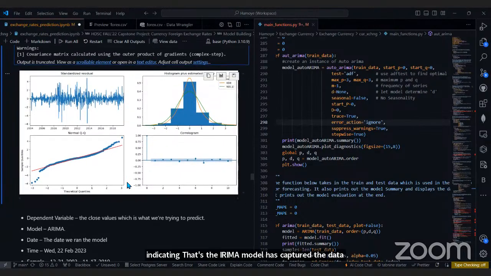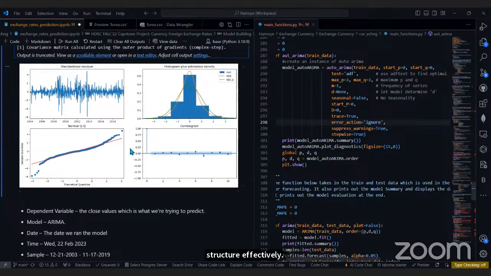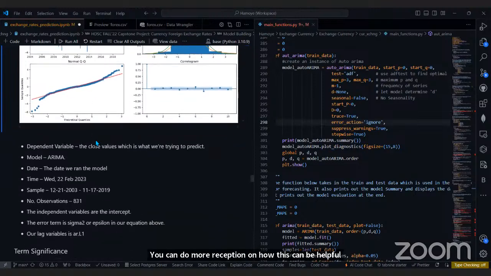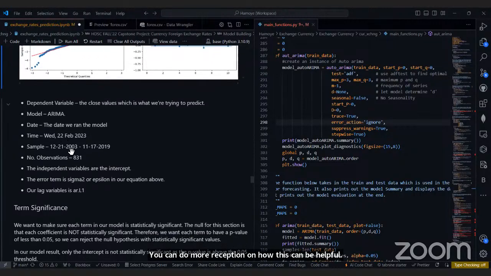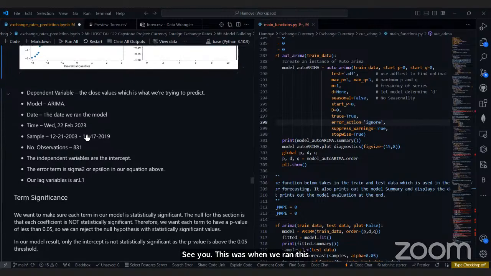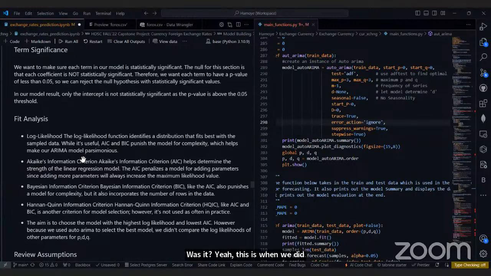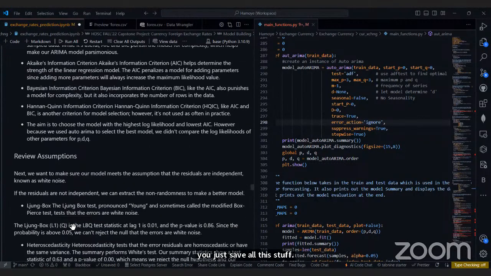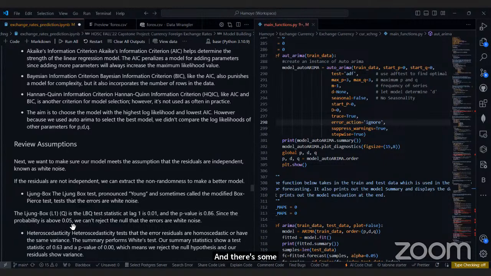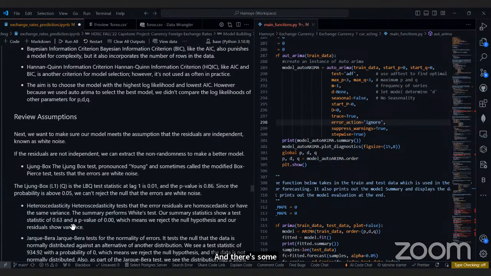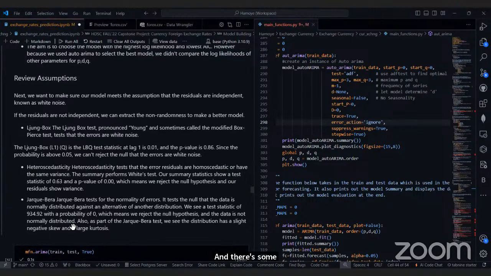Okay, so this is coming from the plot diagnostics. You can do more research on how this can be helpful to you. This was when we ran this. Yeah, this was when we did our own. We had to just save all the stuff then. And there are some notes here. We will not have time to go through it. Oh, a whole lot of theoretical concepts here.